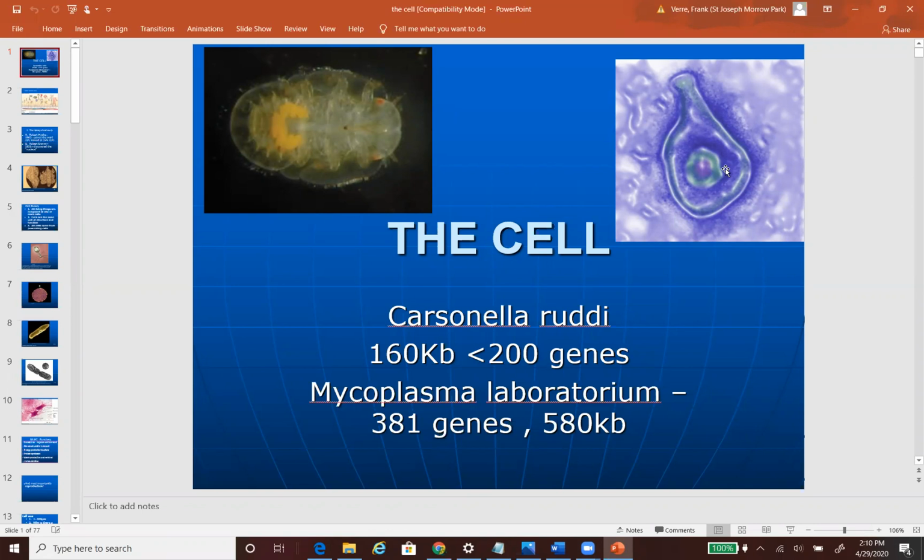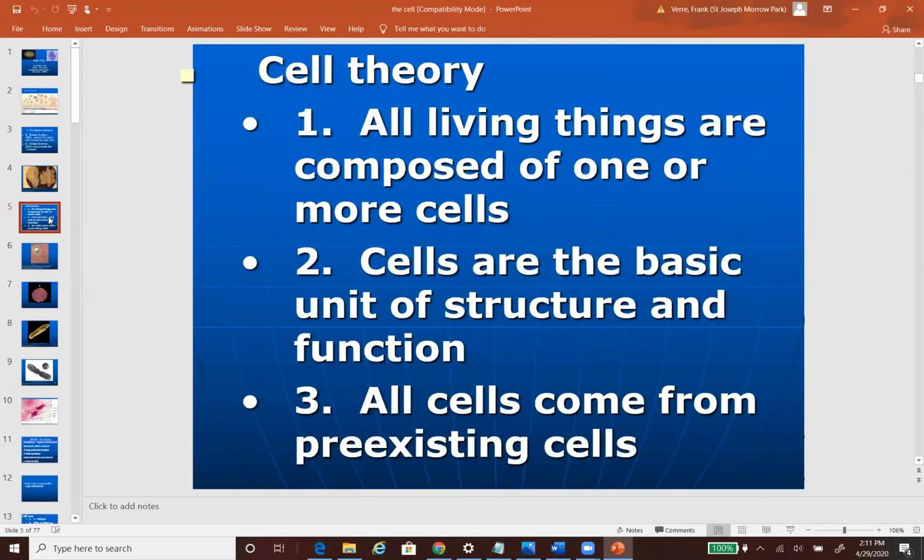But it is definitely a bacterium. And that means it's made up of only one cell. Whereas the organism on the left looks like some sort of insect. It's made up of obviously more than one cell. But the cell theory states that if it's living, whether it's made of one cell or many cells, it's living because it's made up of cells. All right. So if it's alive, it has to be made up of cells.